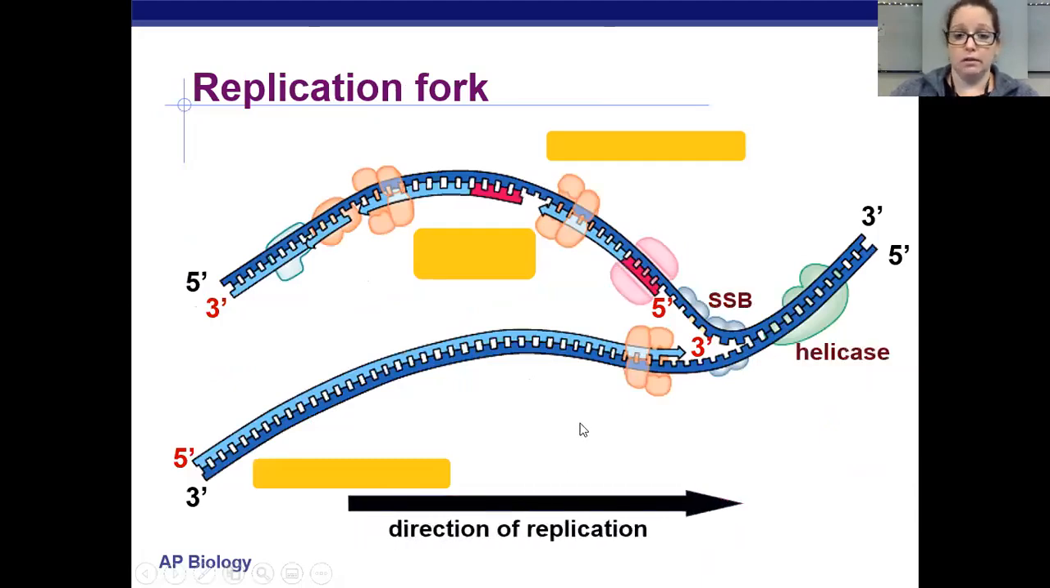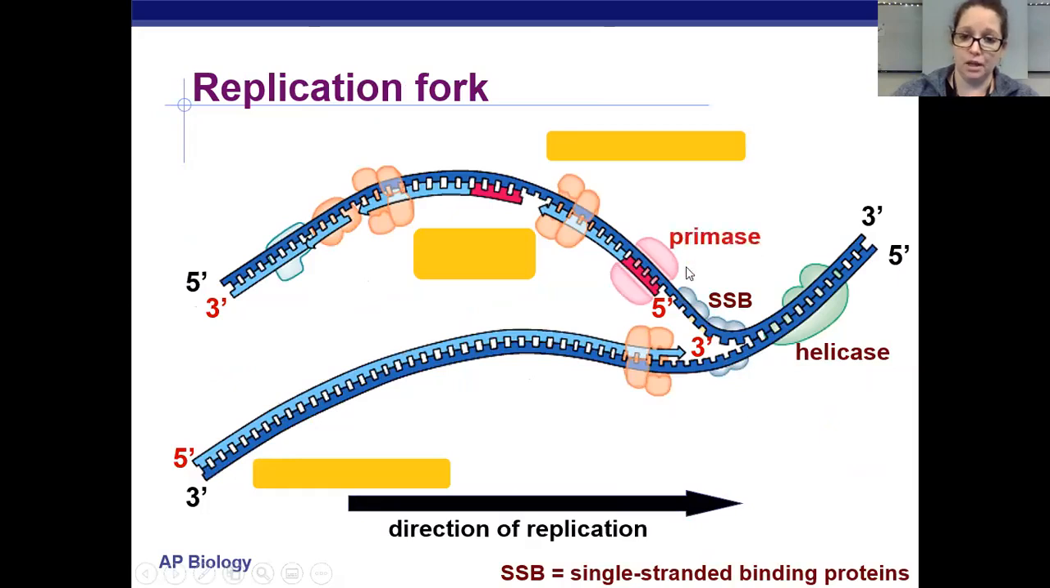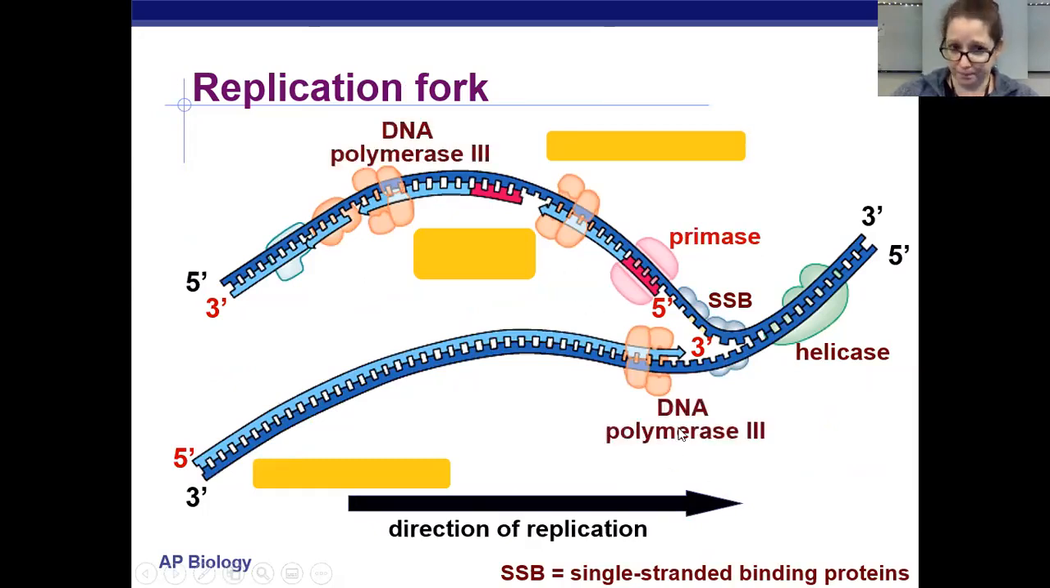And then one time, I think our final time here, is our replication fork. Here is helicase unwinding the DNA. Please remember that somewhere down the strand, topoisomerase is undoing the tension. You have your single-stranded binding proteins stabilizing the parent templates. You have primase setting these RNA primers in place. The RNA primers tell DNA polymerase where to start.